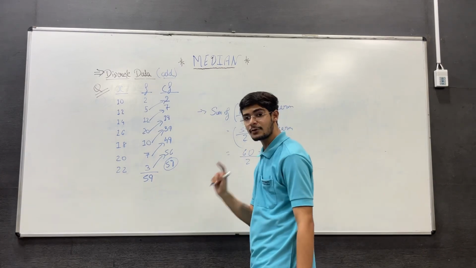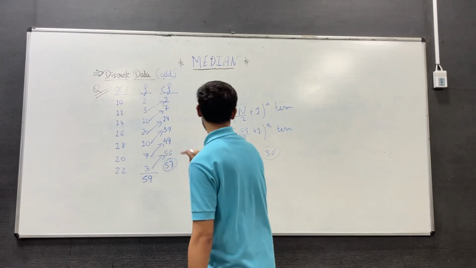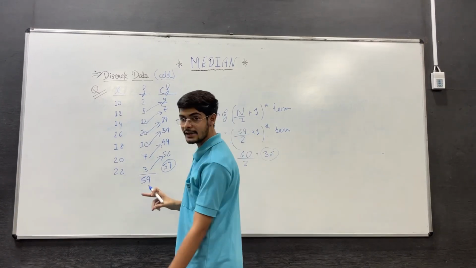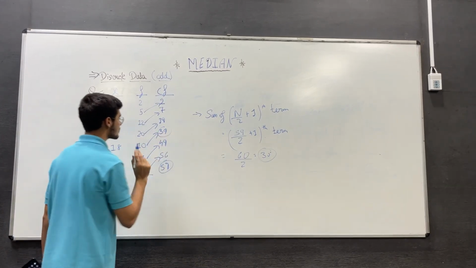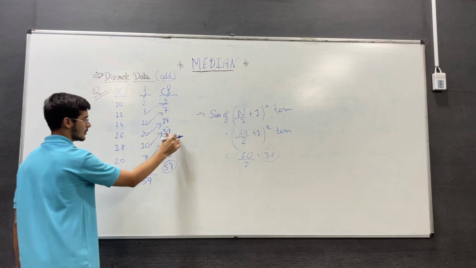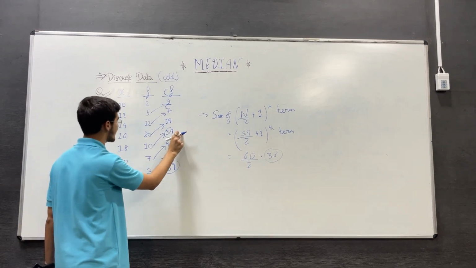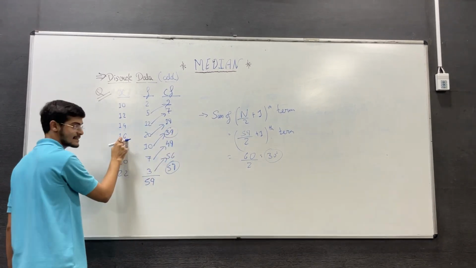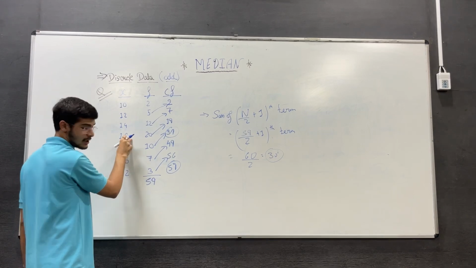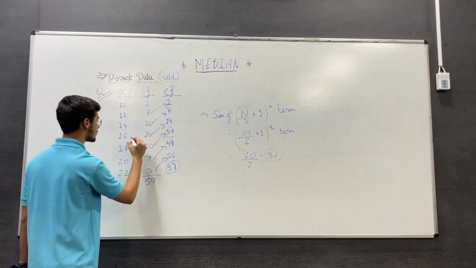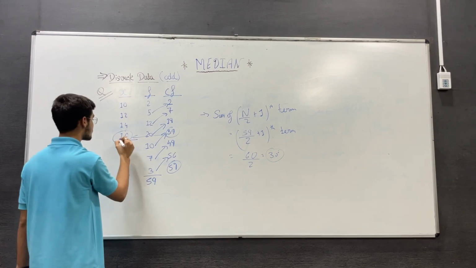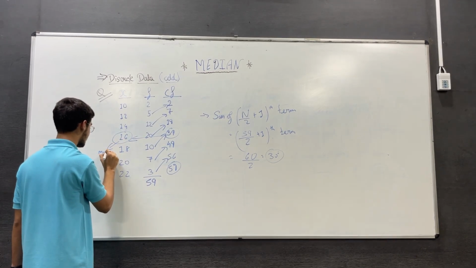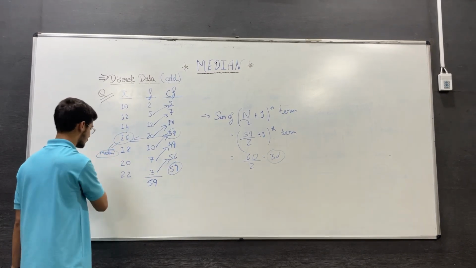So now we have to check in the cumulative frequency what is near to 30. Near to 30 over here is 39. So 39 we got in the cumulative frequency. Now we have to check in x. Over here in x, near to 39, in this segment it is given 16. So 16 is our median.